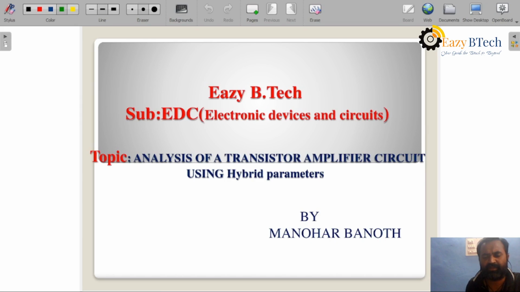In today's topic, we will discuss the analysis of a transistor amplifier circuit using H parameters. Simply, we will call it H parameter analysis or small signal analysis using the hybrid model. Okay, students, we will draw the equivalent circuits and find the current gain, voltage gain, input impedance and output admittance.